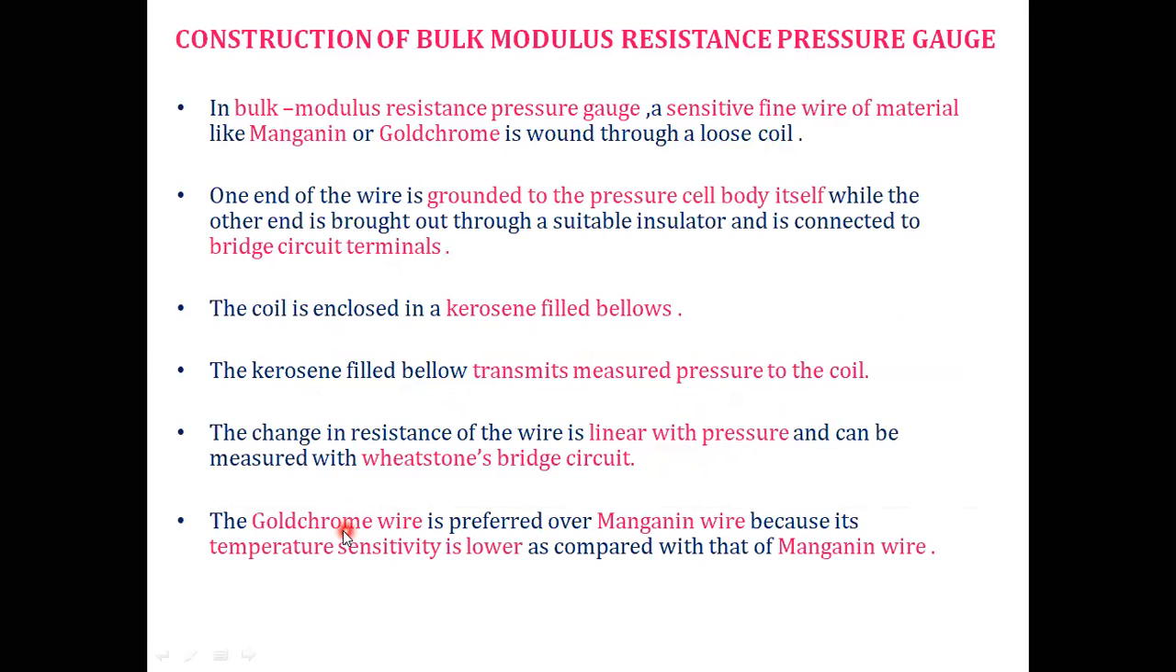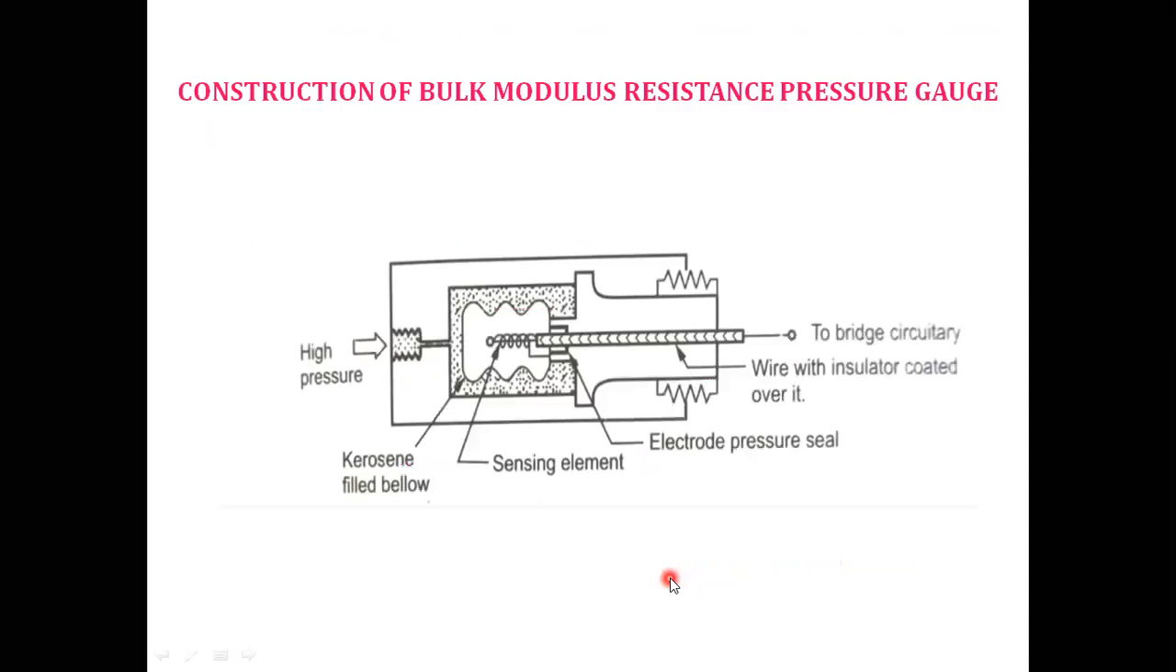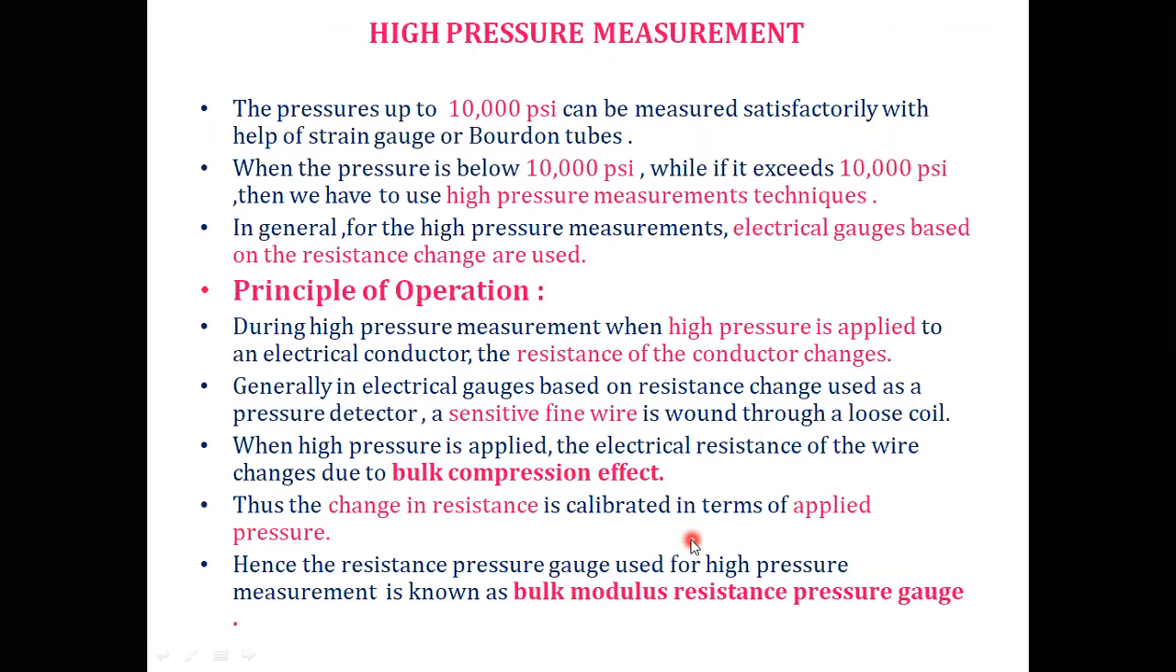The gold chrome wire is preferred over manganese wire. Gold chrome wire is used the most when compared to manganese wire, because its temperature sensitivity is low as compared to the manganese wire. This is about the bulk modulus resistance pressure gauge.